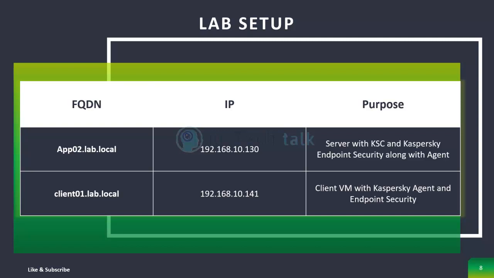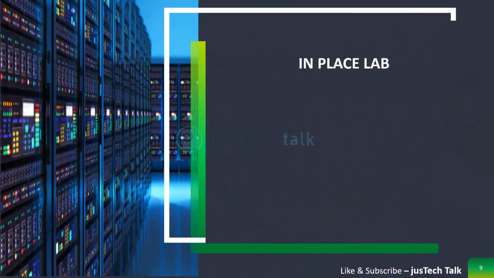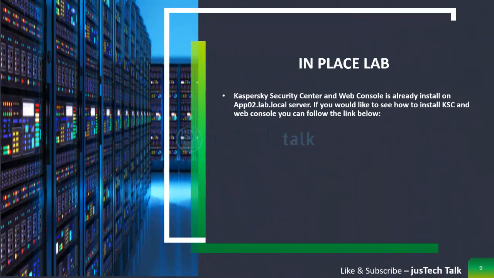And then I have a client machine called client01.lab.local, and the IP address for that client is 192.168.10.141. In place in the lab, what do we have already there?